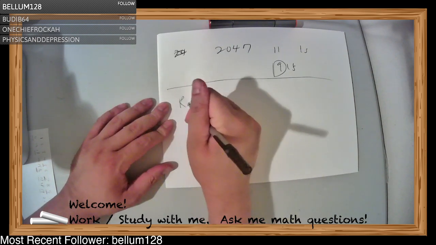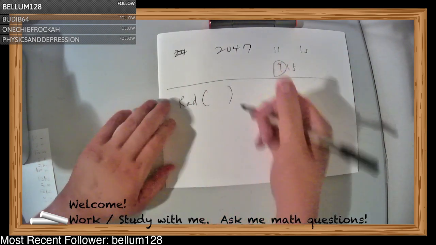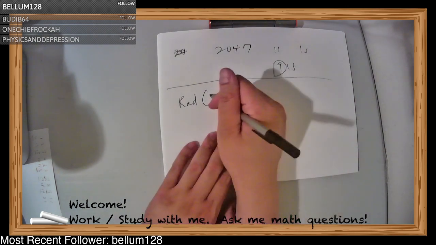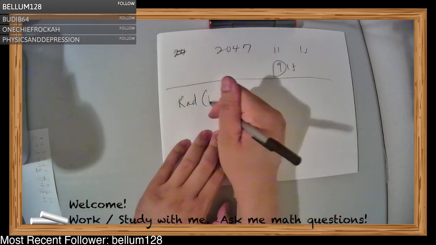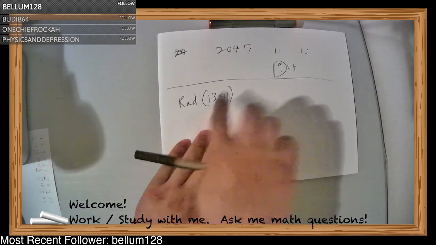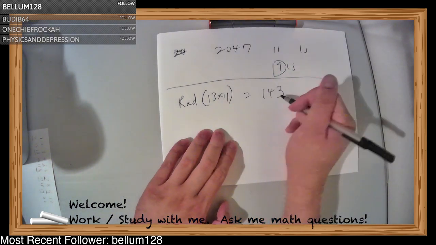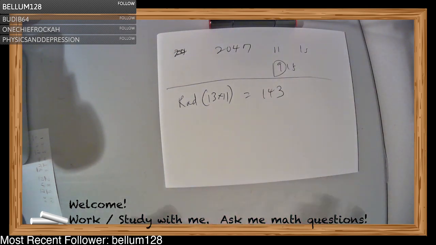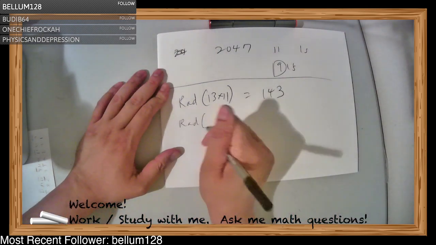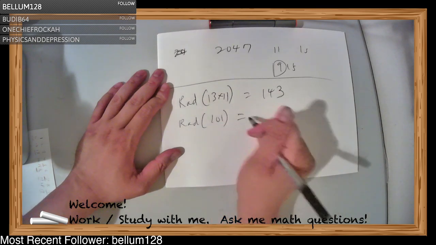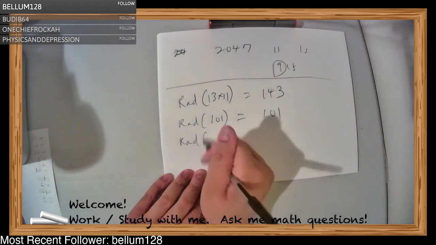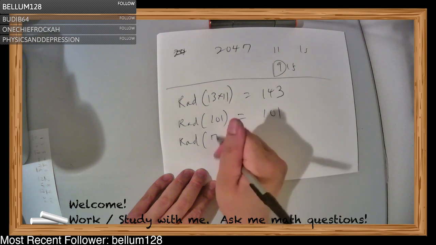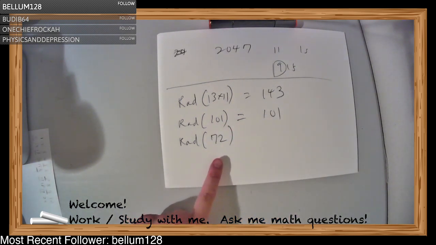So there's a function we call rad in number theory, and rad is the product of the distinct prime factors. So 13 times 11, rad of that is just 143. It's 13 times 11 because they're both prime. Rad of a prime number, let's say 101, which happens to be prime, by the way, is 101. Now, what gets really interesting is if a number has a lot of prime factors that are the same, like 72. 72 only has twos and threes.